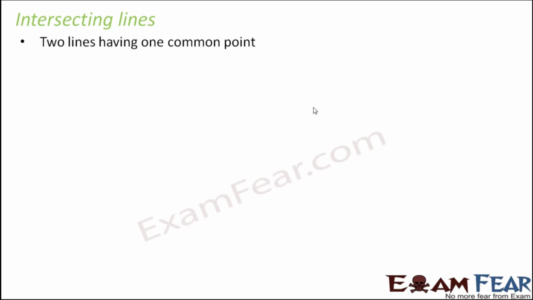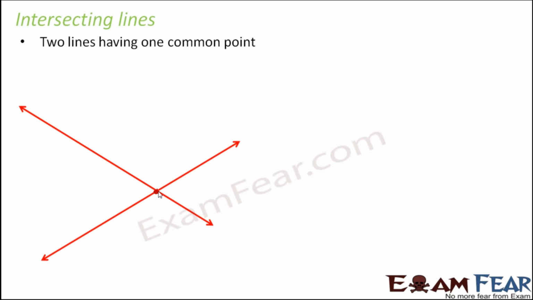Whereas when we talk about intersecting lines, these lines have a common point because they cross over each other at a particular point. And this point where they cross over each other is called the point of intersection, because this is the point where they meet.